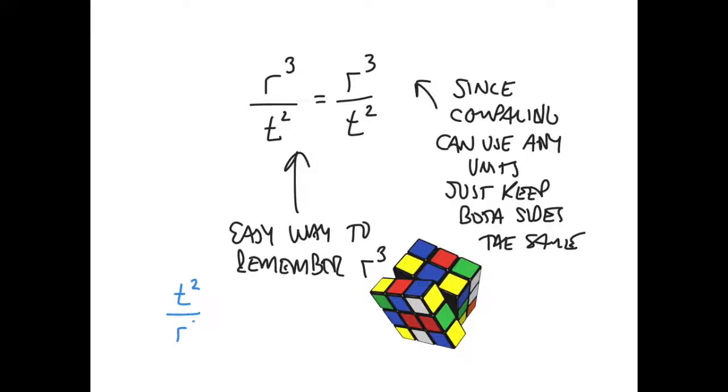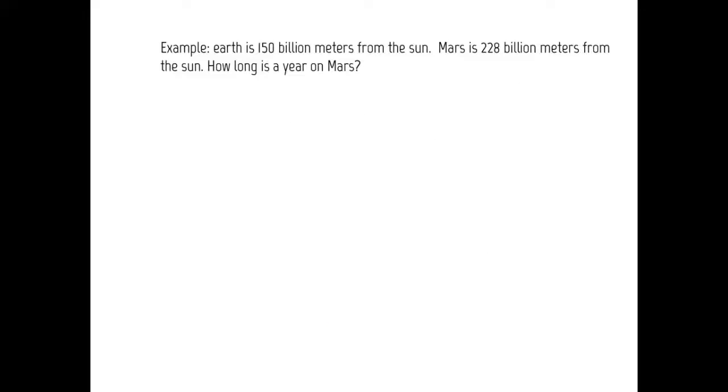And then you also can even flip this if you want. As long as you flip both sides of the equation, you could do t squared over r cubed of one planet equals t squared over r cubed of another planet. That works as well. So here's an example.